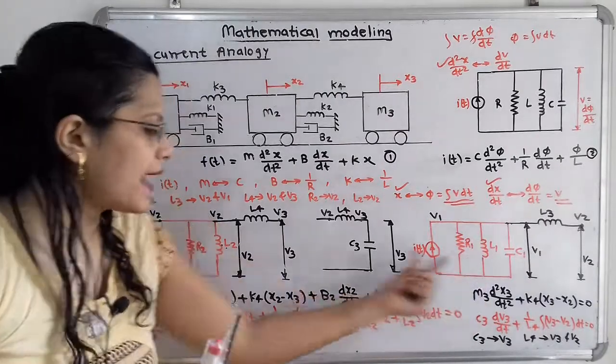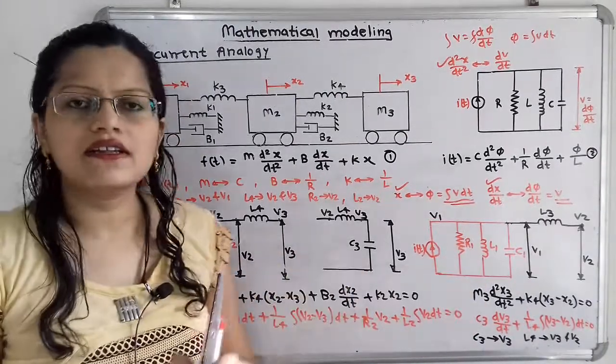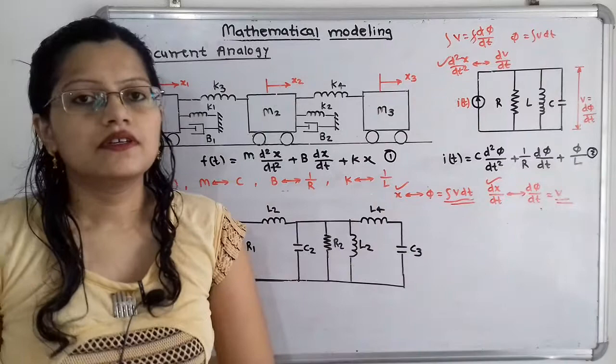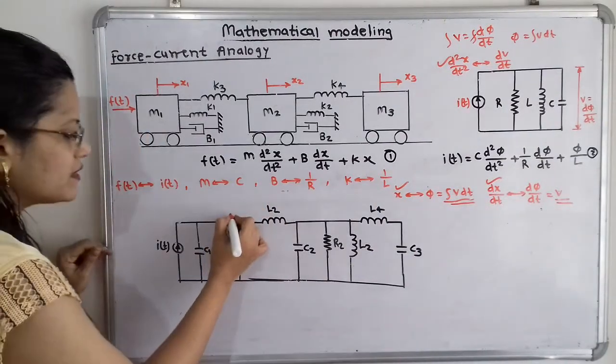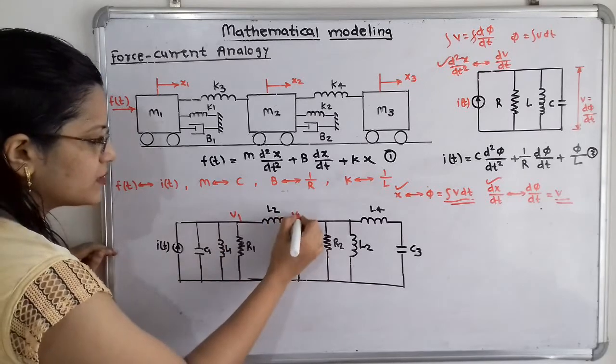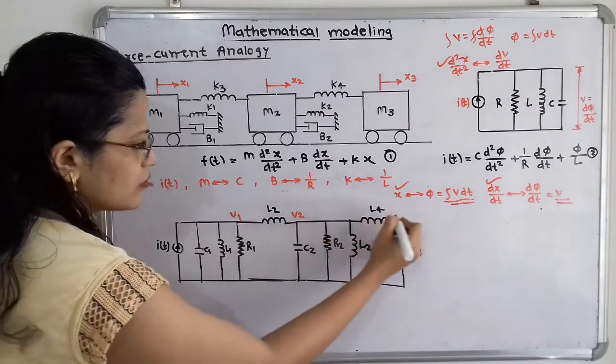So we will combine all these three electrical networks. This is the combined electrical network where voltage V1 is at this point, then voltage V2, and here is voltage V3.